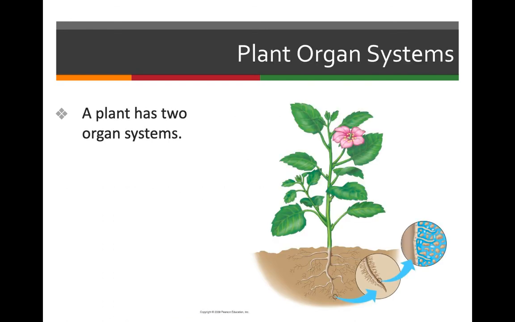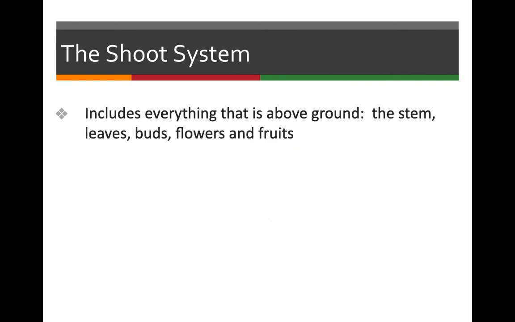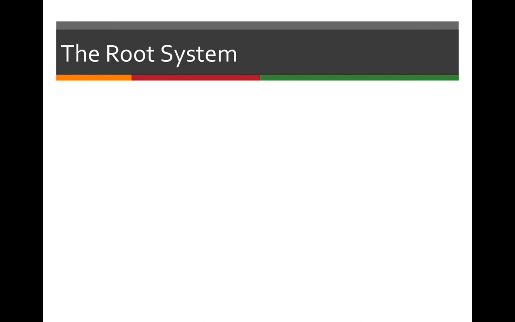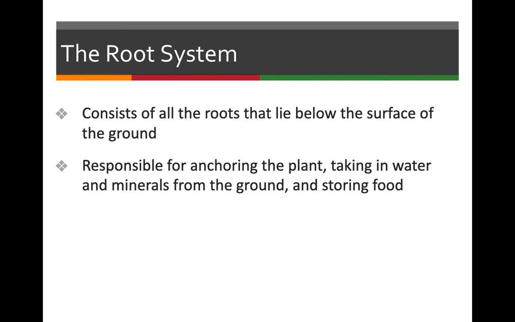So finally, the plant organ systems. So the plant has 2 organ systems, the shoot system and the root system. So the shoot system includes everything that is above the ground, the stem, leaves, buds, flowers, fruits. And it's responsible for supporting the plant, performing photosynthesis, transporting water, minerals, and sugars. Whereas the root system is everything below the surface of the ground, and it's responsible for anchoring the plant, taking in water and minerals from the ground, and storing food.